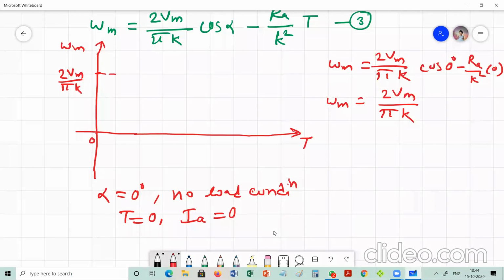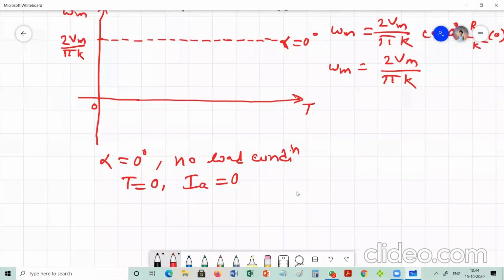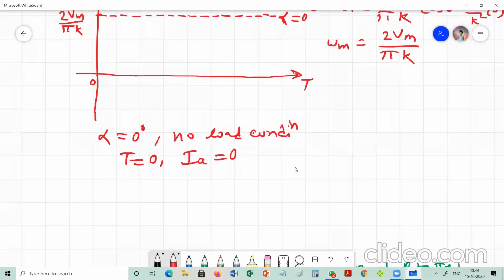So the graph will be like this, because Ia is equal to 0. Ia equal to 0 means the IRa drop will be 0, which means there is no drooping. So this curve must be like this for alpha equal to 0 degree. But actually in practice such a graph will not be there. Why? We have to see.